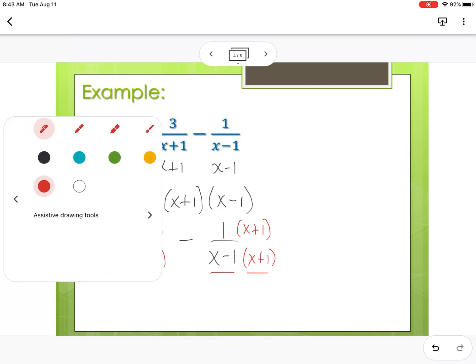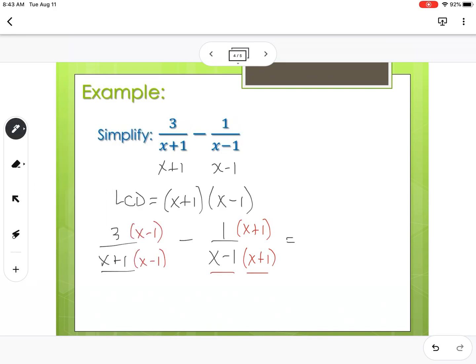All right, so let's go ahead and make one big fraction. I'm going to put everything over the LCD, so x plus 1, x minus 1. All right, so now I need to do a little bit of distributing. So I'm going to distribute the 3 to the x minus 1. So I have 3x minus 3.